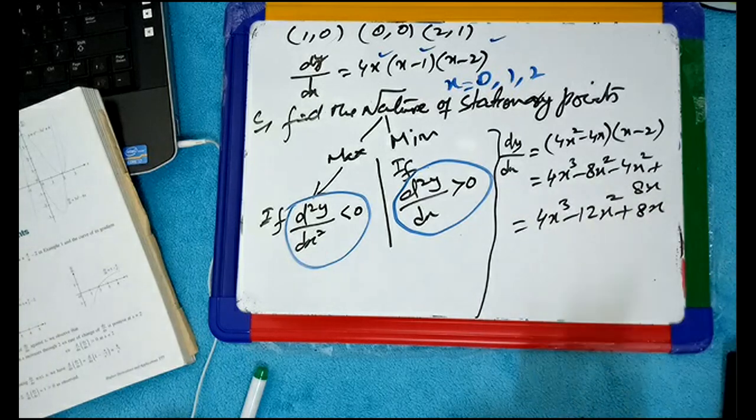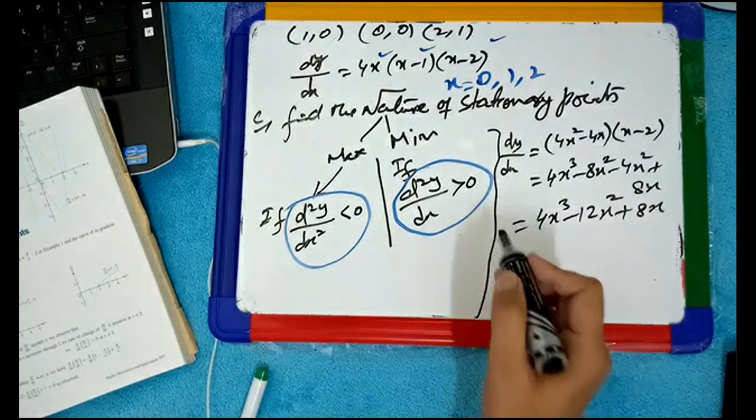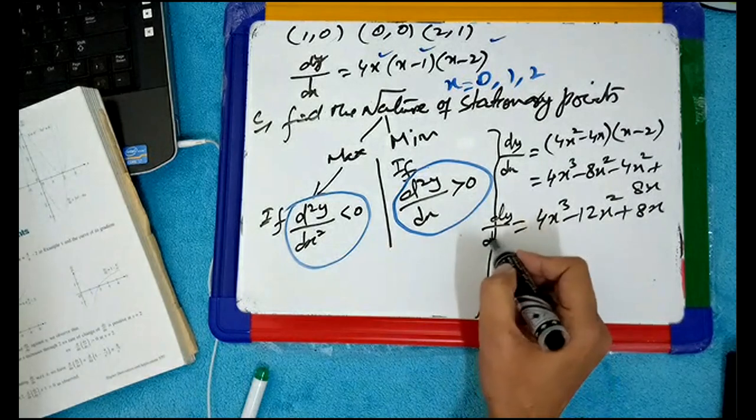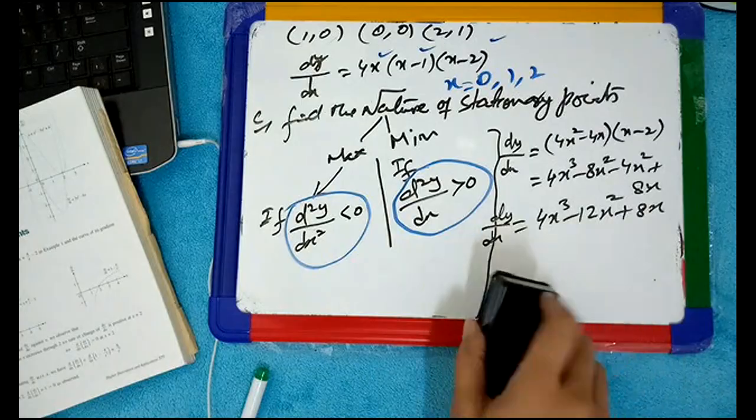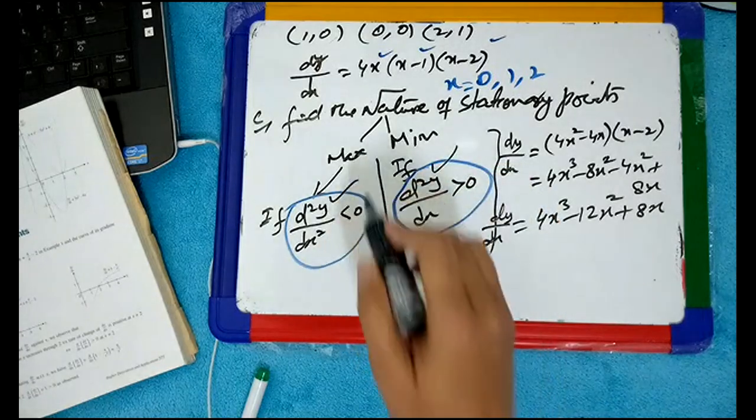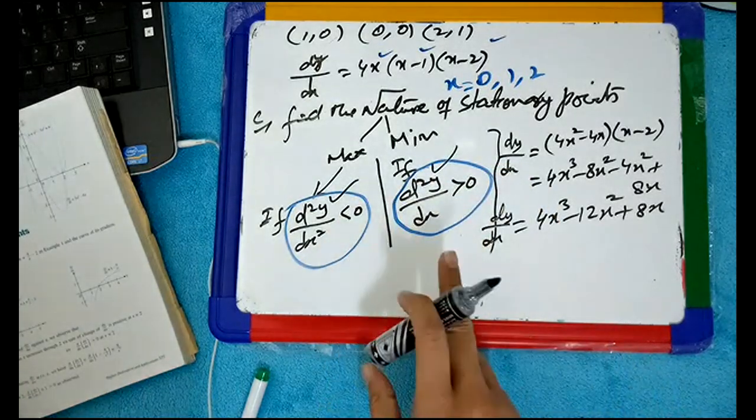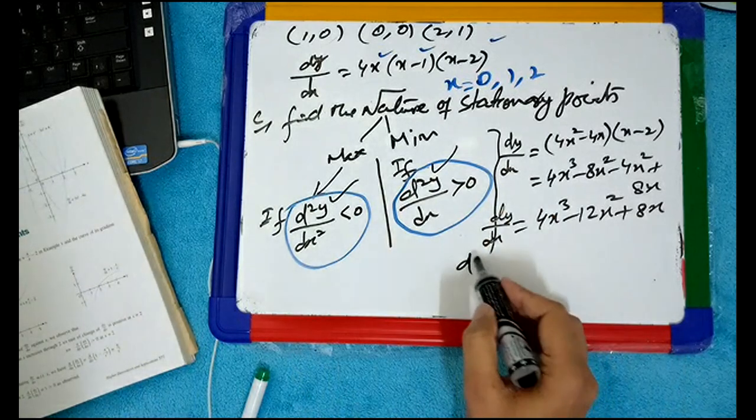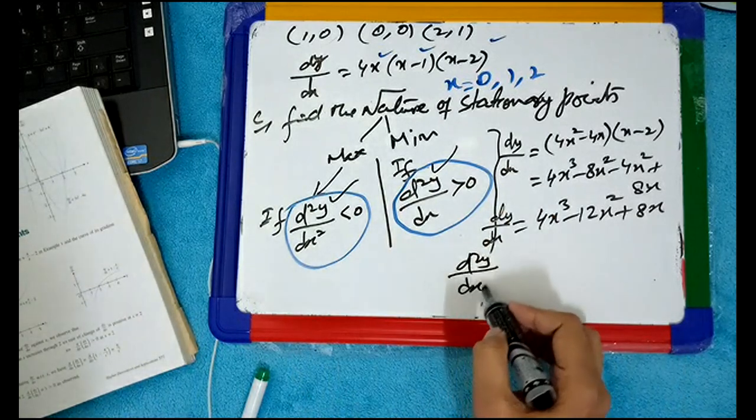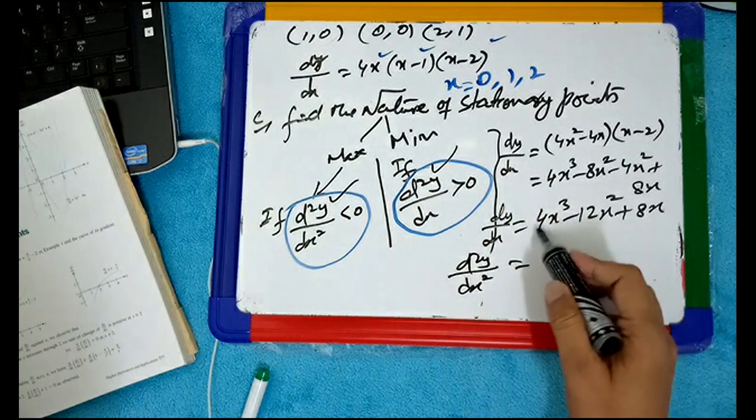Since this is dy by dx, only the first derivative, I just simplified it. Now I will differentiate it again, because I want to check the second derivative. The nature will only be deduced by the second derivative. Remember. So, second derivative again. What will be the derivative of this one?